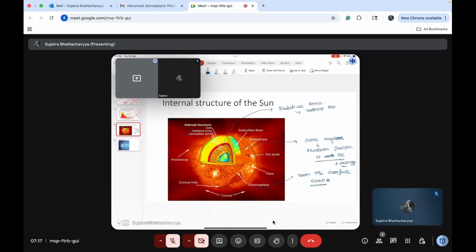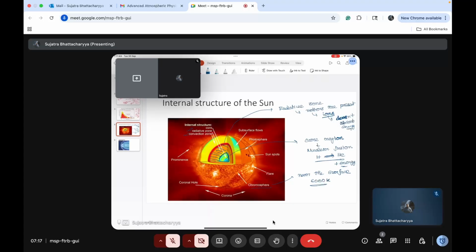So, if matter is present, then how can radiation take place? Radiation does not require any medium. The problem is that this matter is nothing but charged ions. When you have a large amount of charged ions, it does not absorb energy easily. Okay, so in the radiative zone, heat is transferred through radiation.